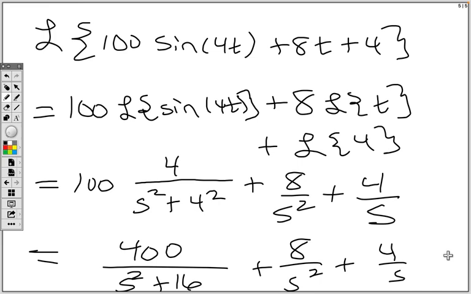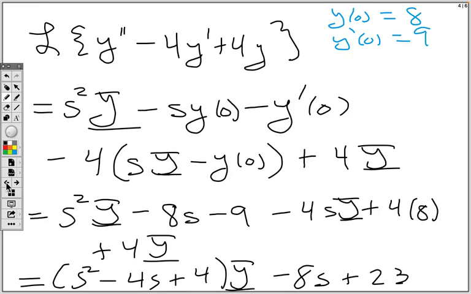All right, now let's look at the whole diffie-q then, all put together. So we've got s squared minus 4s plus 4, all times y.